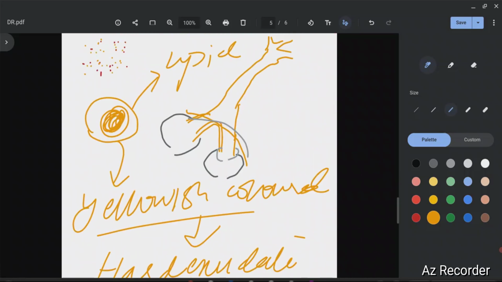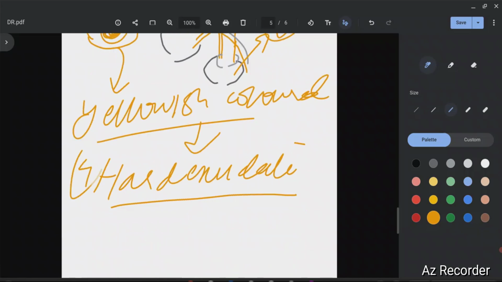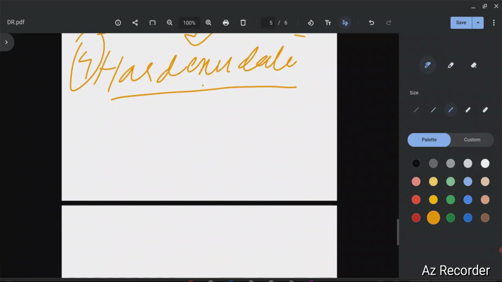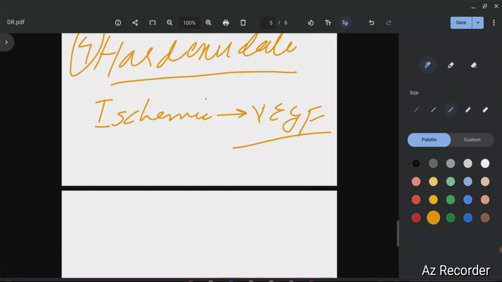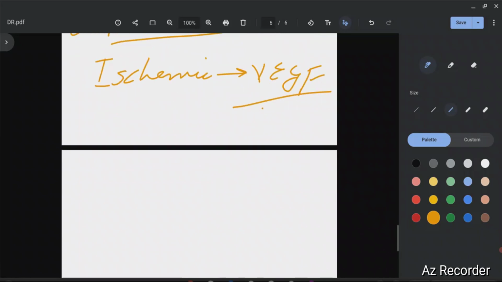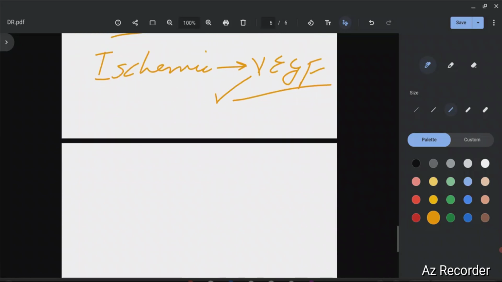Okay, when there is ischemia, your body tissue secretes a substance known as VEGF, vascular endothelial growth factor. This VEGF promotes the formation of new vessels. Again, there is classically new vascularization, or you can say there will be angiogenesis. Now, your retina is full of new vessels.